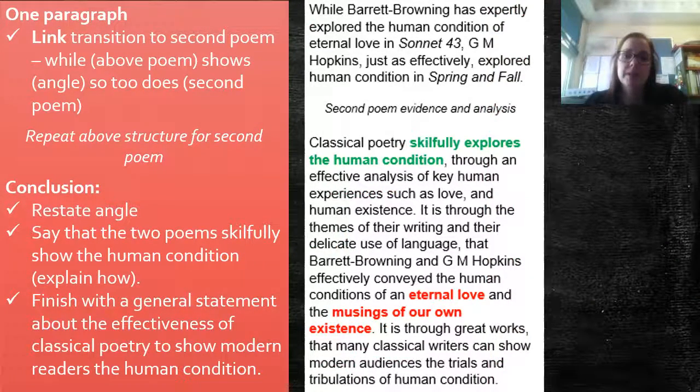After you provide your two pieces of evidence, we do need a linking paragraph, which is a transition to the second poem. So something like, whilst the above poem shows your angle, so too does the next poem. And then you're going to repeat that middle process there with evidence and analysis from your second text. We need to finish off our feature article with a conclusion where we restate our angle. We say that the two poems skillfully show the human condition and we explain how. And we're going to finish with a general statement about the effectiveness of classical poetry to show modern readers the human condition.